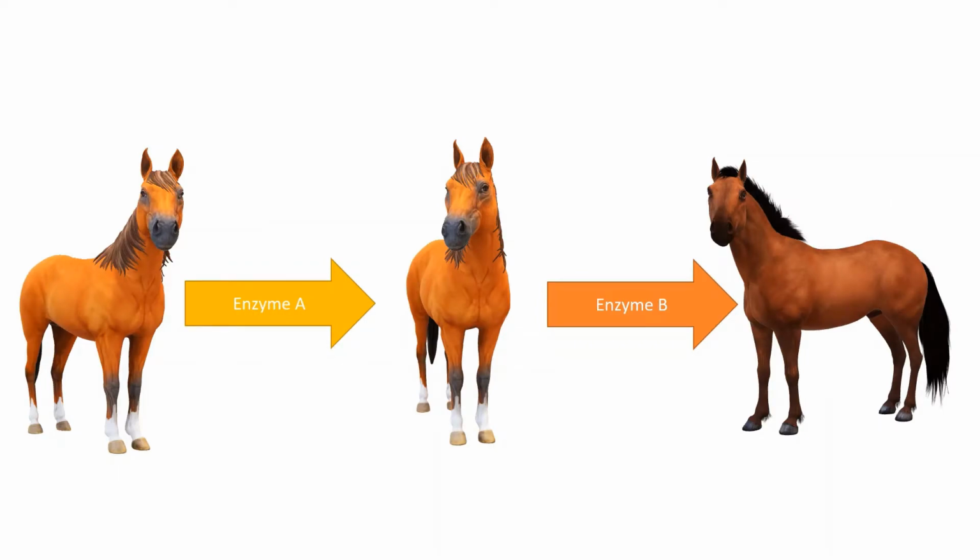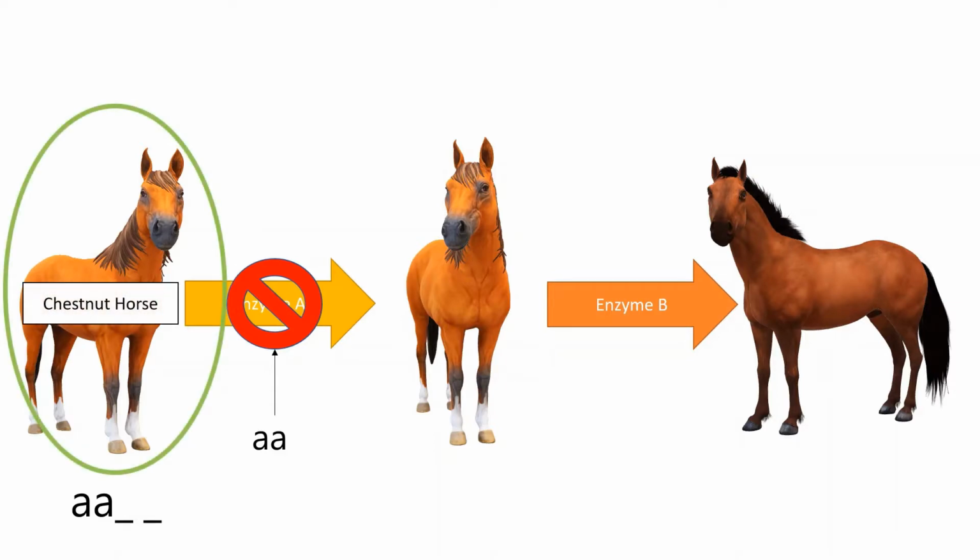Epistasis is best visualized using pathways. Here we have a pathway for horse coat color. This trait is mediated by the interactions between two genes, A and B. We will start with a chestnut horse. If this horse inherited two little a alleles from its parents, it would fail to make enzyme A, which would result in a chestnut-colored horse.